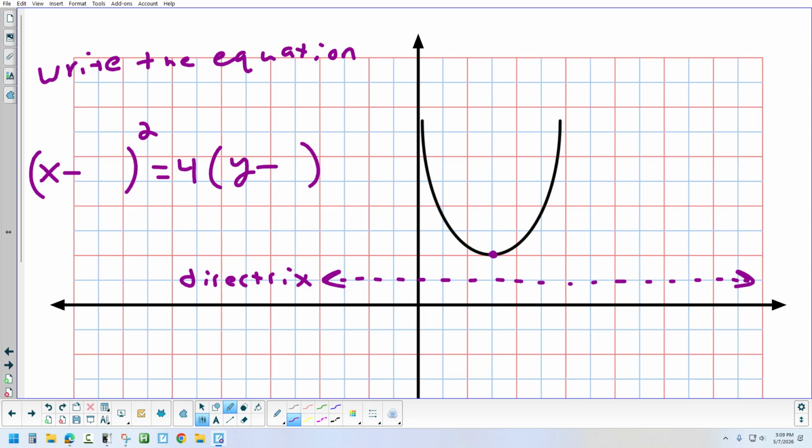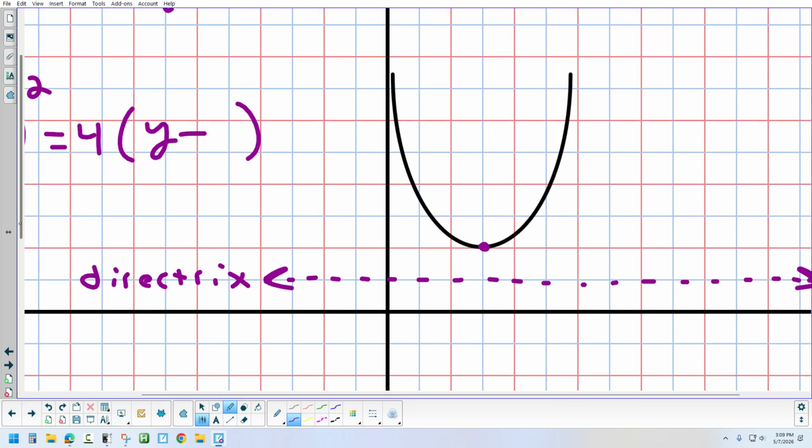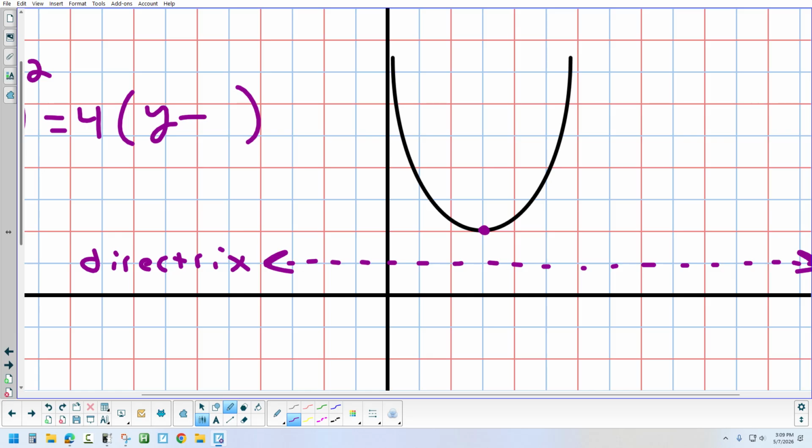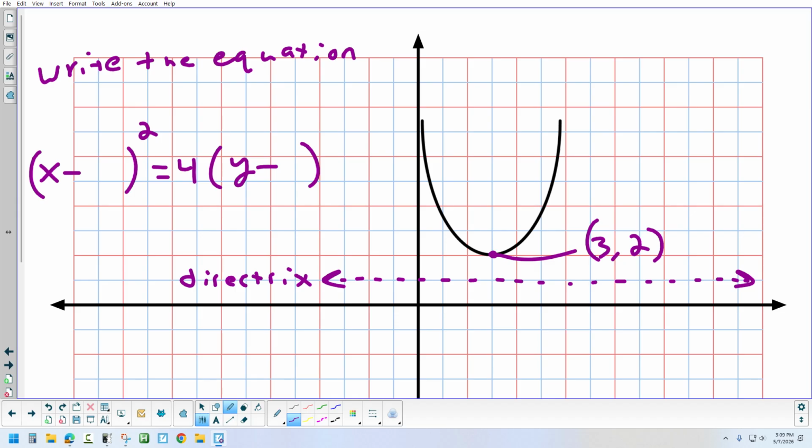4, 2. Just look at it again. Three, 2. Yep. Okay, so we know our vertex is 3, 2. So what are we going to put after the minus sign in parentheses with the x? 3. And after the minus sign in parentheses with the y? 2. And then here, I should have left room for the a value. Let me give a little more space. What's the a value in this problem?